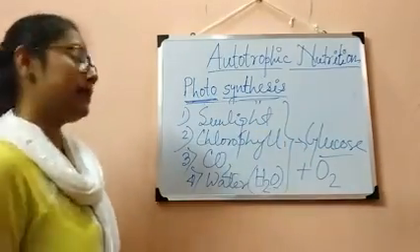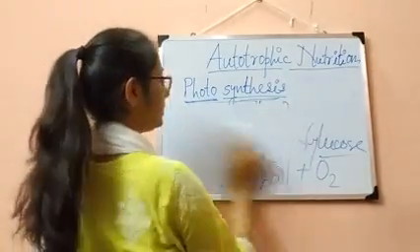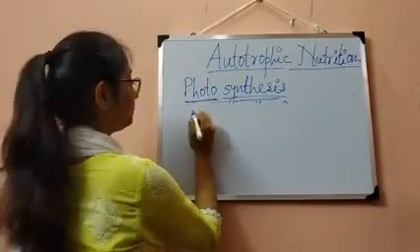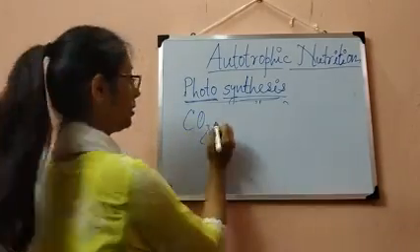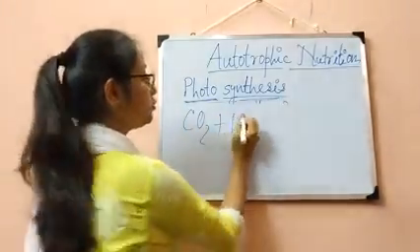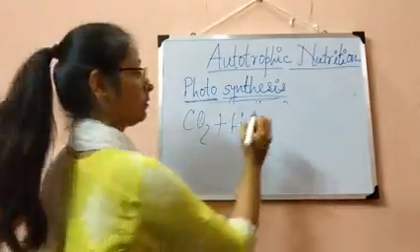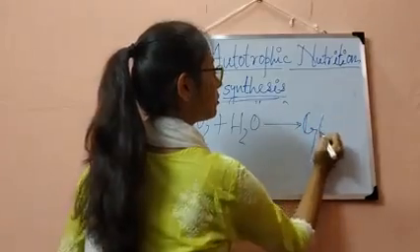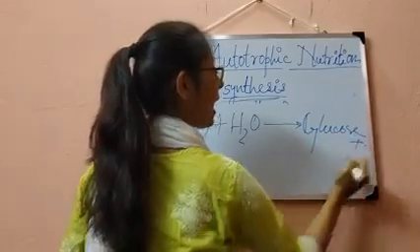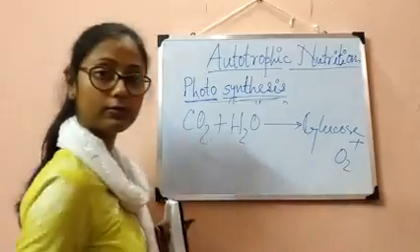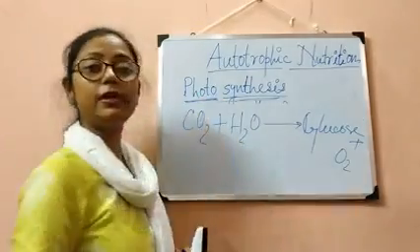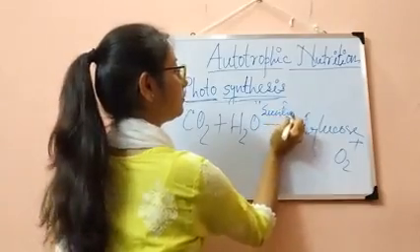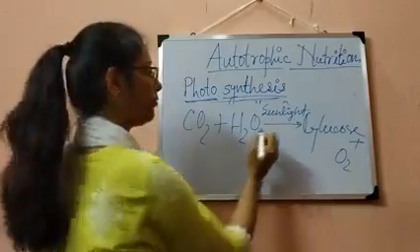Then, if I consider the total procedure in a simple equation, what should be the equation? The equation should be carbon dioxide plus H2O, or water. And what is it producing? It's producing glucose and oxygen, I told you. And to complete the reaction process, we need sunlight and chlorophyll.